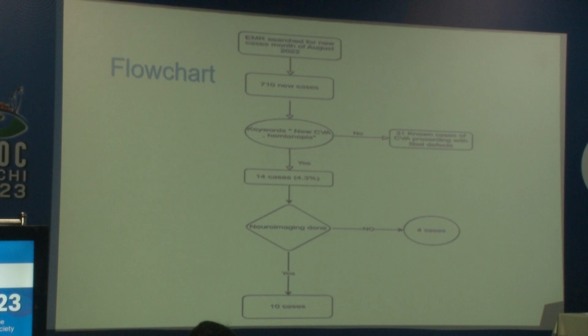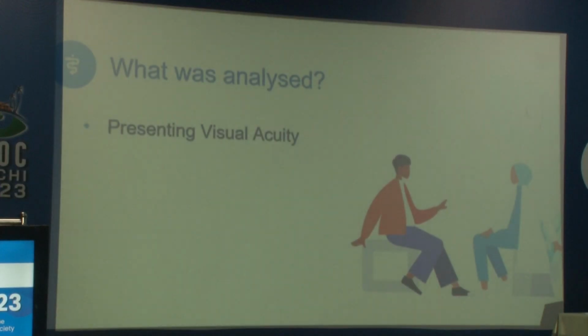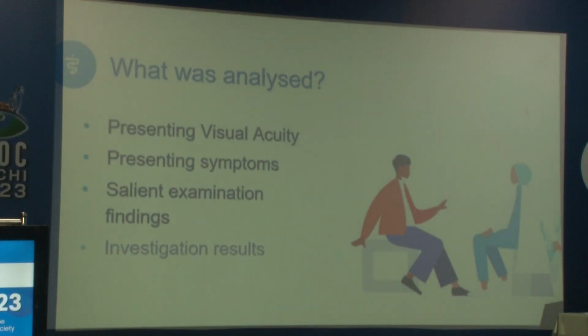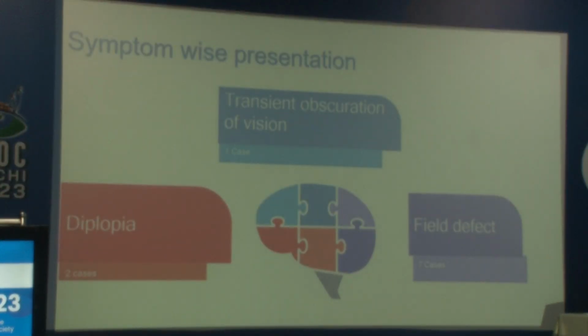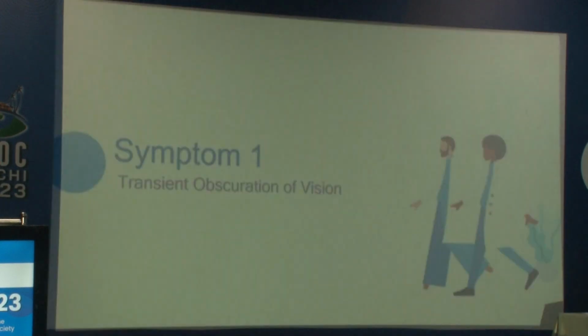So we looked at all new cases during August 2022. There were 710 of them, out of which we looked only for the new cases that were presenting to us, not the known cases, of which we got 14 cases. Only 10 of them had neuroimaging done. So what was analyzed? We analyzed the presenting vision, the symptoms, the findings, as well as the results and neuroimaging. Since 10 cases fulfilled the criteria, 7 of them had presented with field defects, 1 with transient obscuration of vision, and 2 with diplopia.